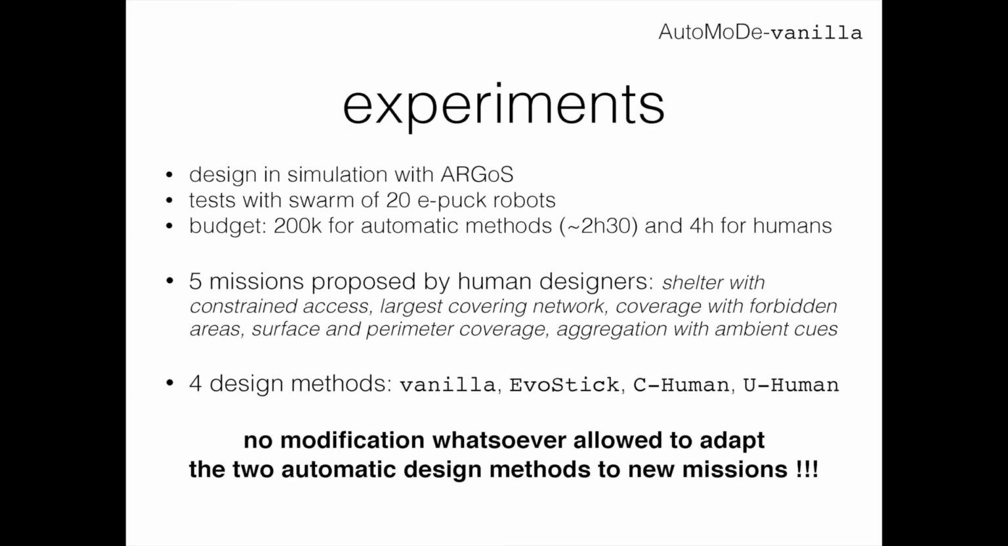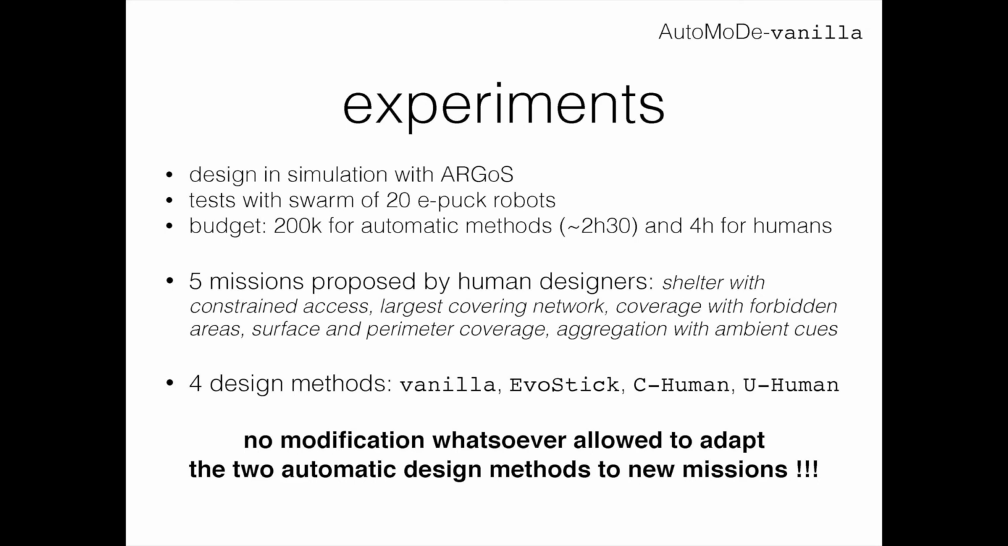Also for this second set of experiments, the design is always performed in simulation using Argos. And then we test the control software produced on 20 IPAC robots. The design budget for the automatic design methods is 200K simulation runs, which takes about 2 hours and a half on our computer cluster. Humans, on the other hand, are allowed to work for 4 hours to produce each of the instances of control software that they are supposed to produce. So, as we have five human experts and each of them proposes a mission, eventually we have five missions.